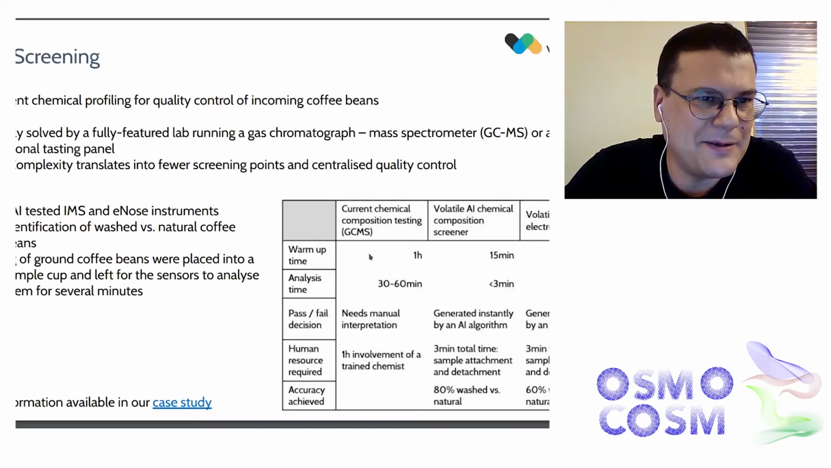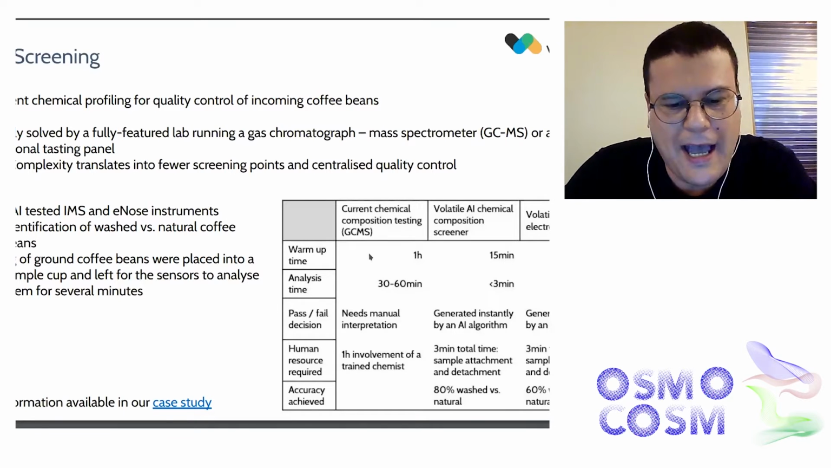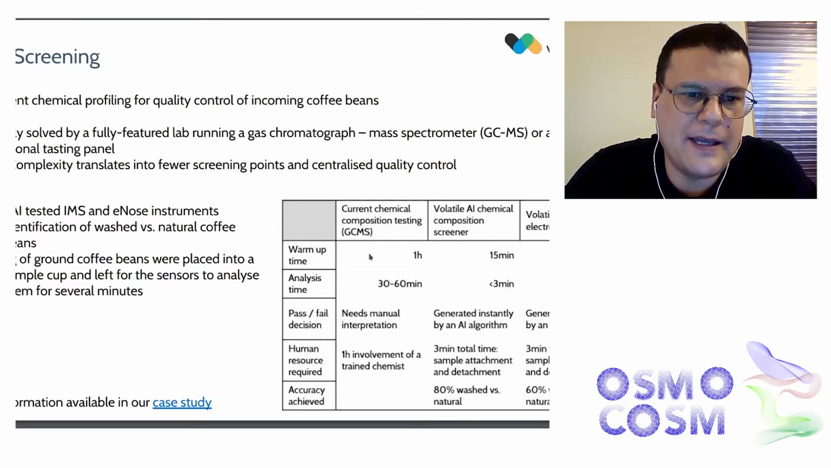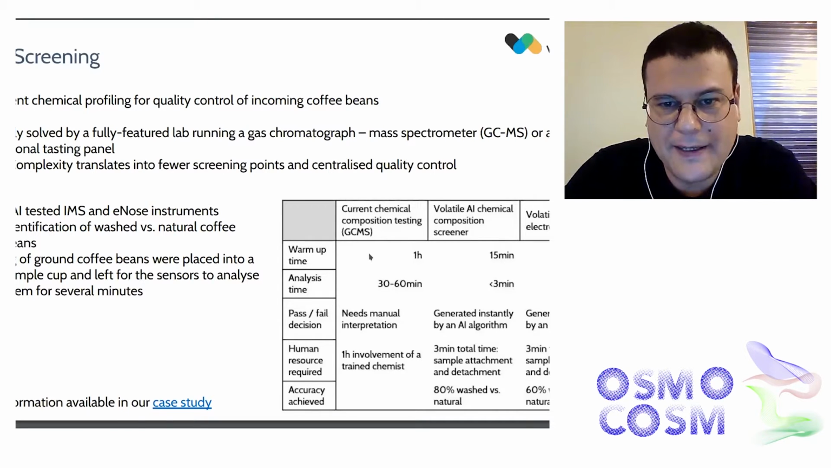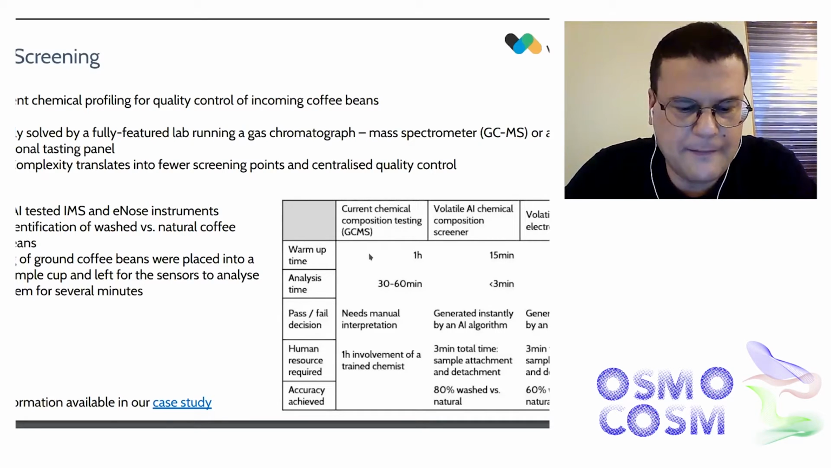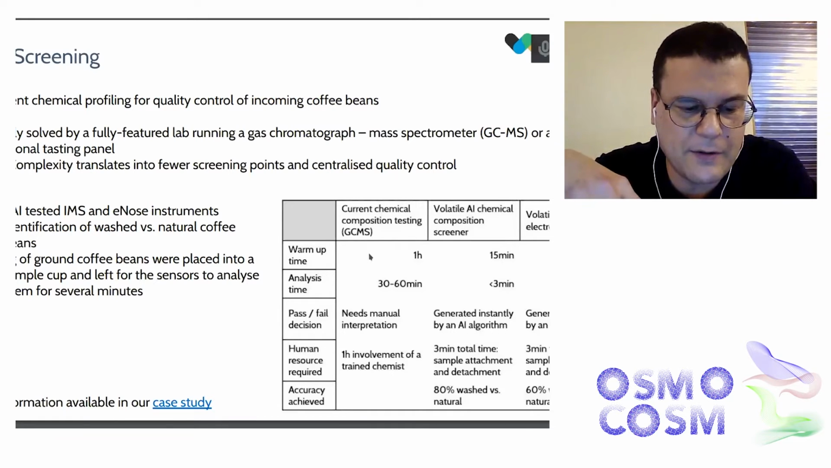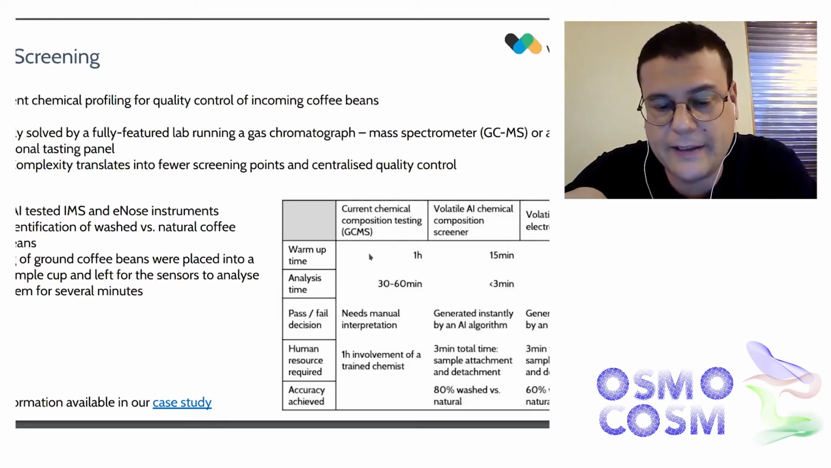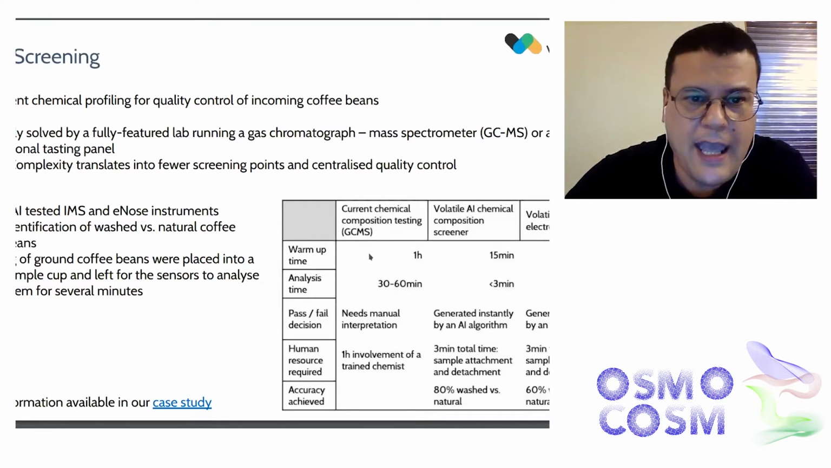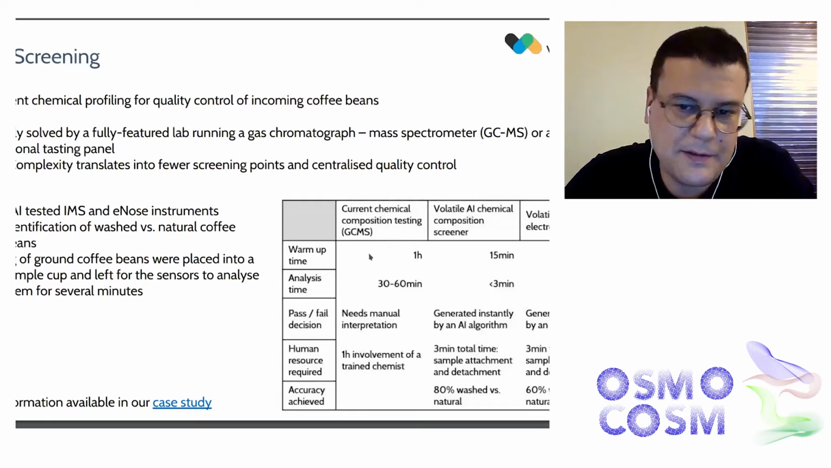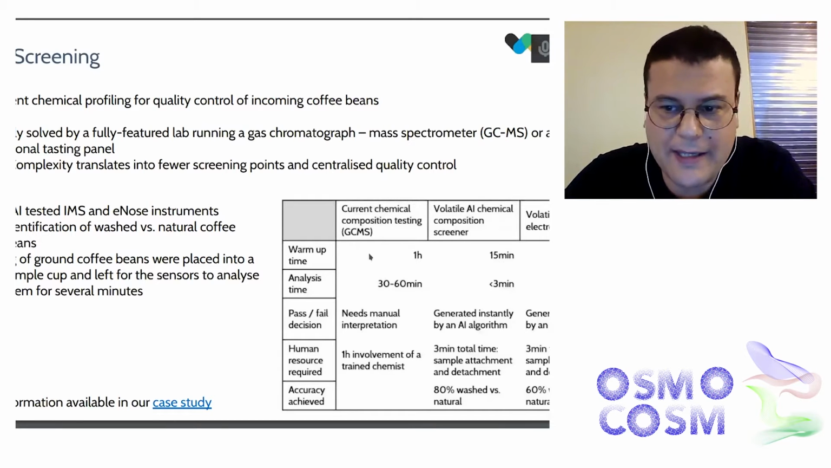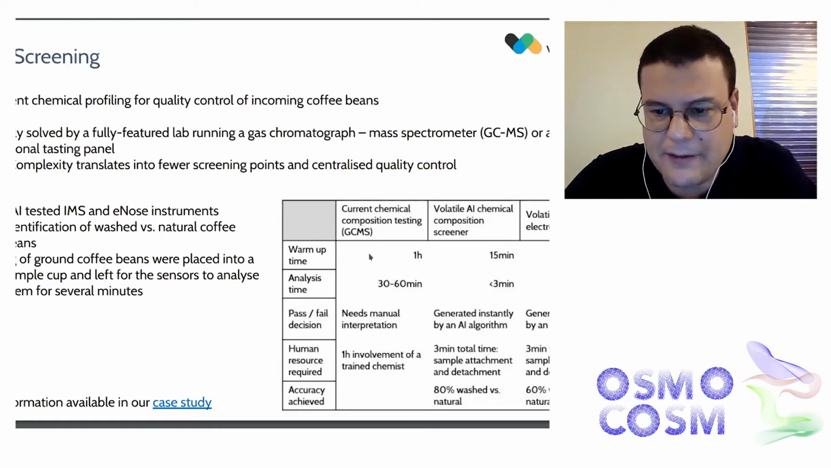I guess this second use case is more relatable to that, which was coffee screening. We have been sampling coffee together with Lavazza for several months. The point of interest here was quality control. They wanted to see if the beans of origin that they are using for making their blends were mixtures of different coffee varieties, or if they were washed or natural. We ran all these samples with the GCMS and also in parallel with our IMS and our electronic nose. And you can see results here.